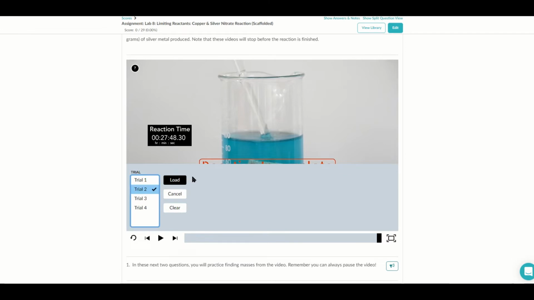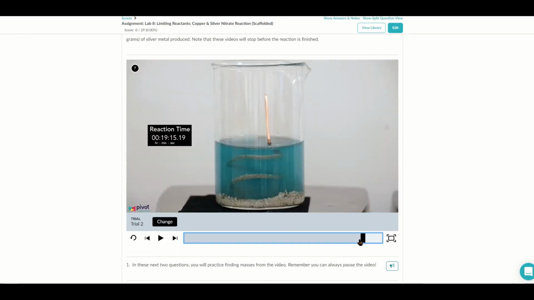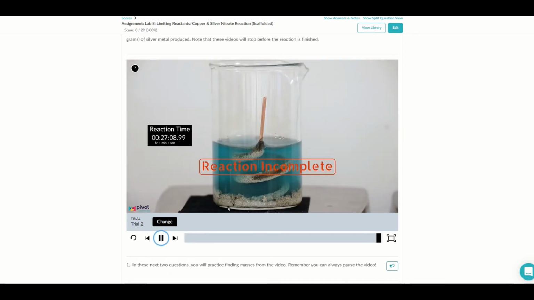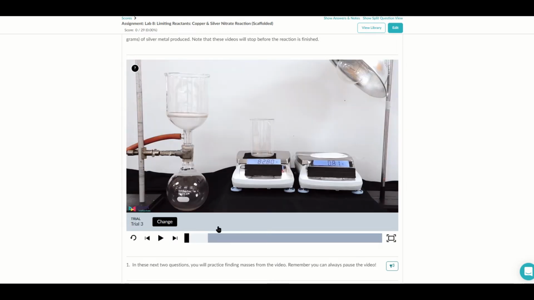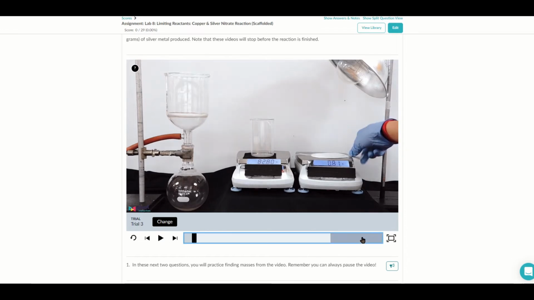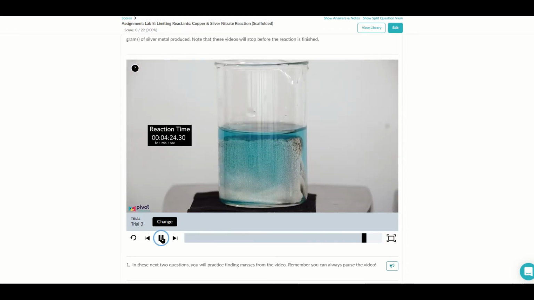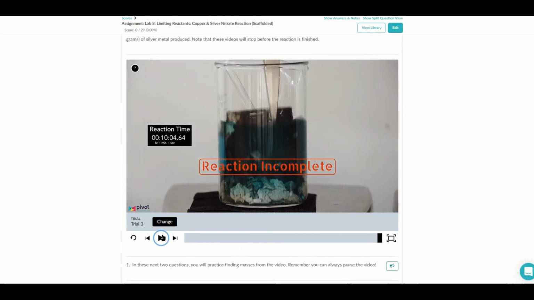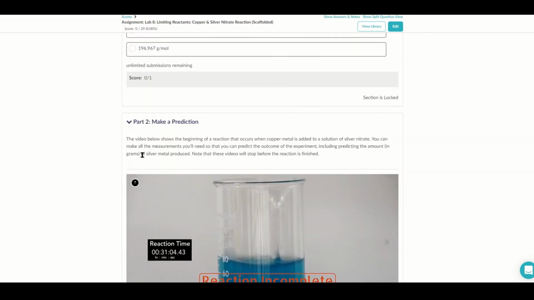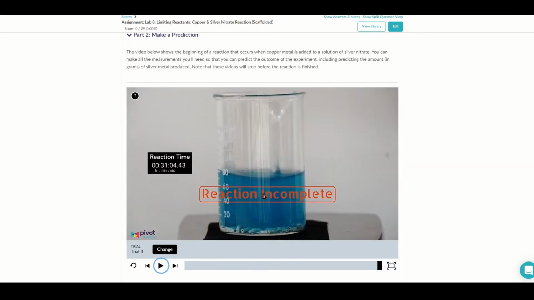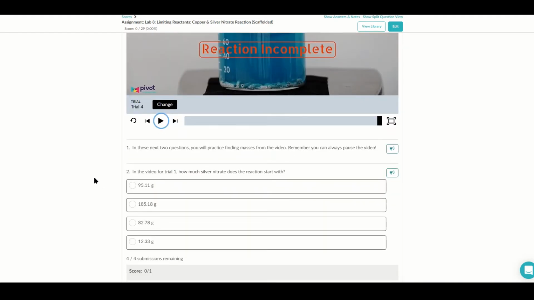Now, for the rest of them, I'm just going to fast forward because it's basically the same thing. But of course you have the same reaction occur. And so in all of the trials on part 2, you will see that all of the reactions end in incomplete. That's for a reason. That's because for this part, that's where we are kind of stopping.